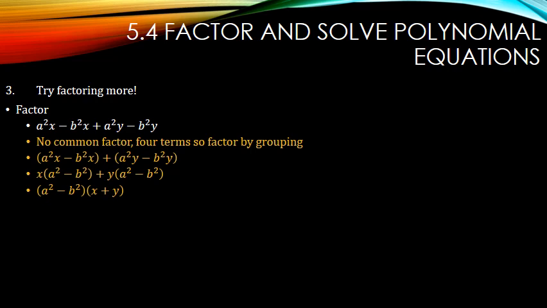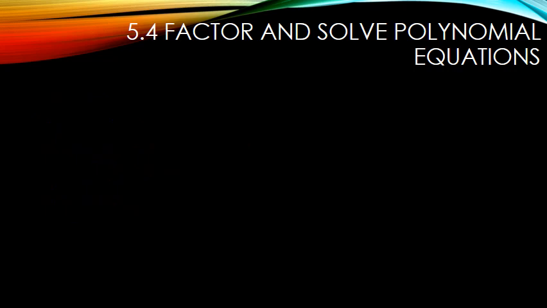And then we have to try factoring more. So we look at this and say, oh, we have some squares. Oh, that looks like a difference of squares. There's 2 terms. We look, and it's difference of squares. So difference of squares, a squared minus b squared, is a minus b, a plus b. And then the x plus y was still there. We can't factor any more now because we have no more squares.